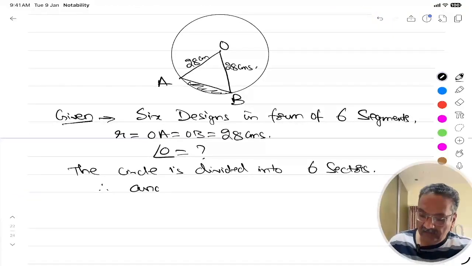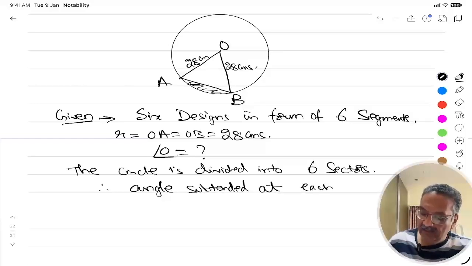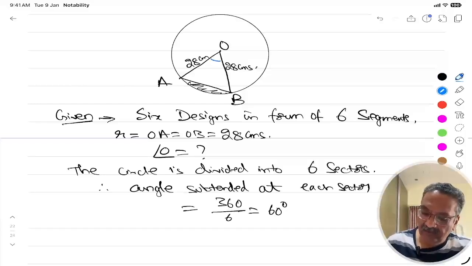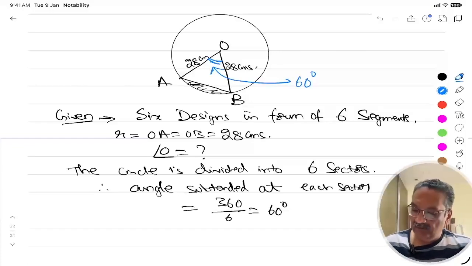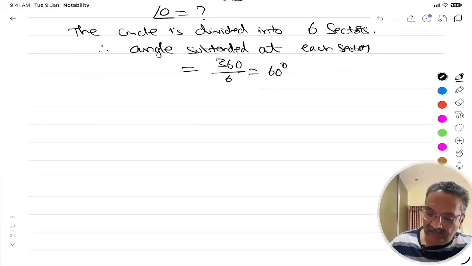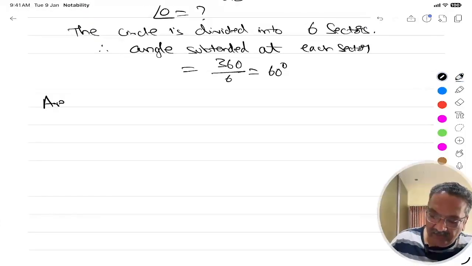Now the circle, you can observe, is divided into 6 sectors. Therefore the angle subtended at each sector is nothing but 360 divided by 6, which is equal to 60 degrees. So this angle is coming to be 60 degrees. Now we have to find the area of the design.